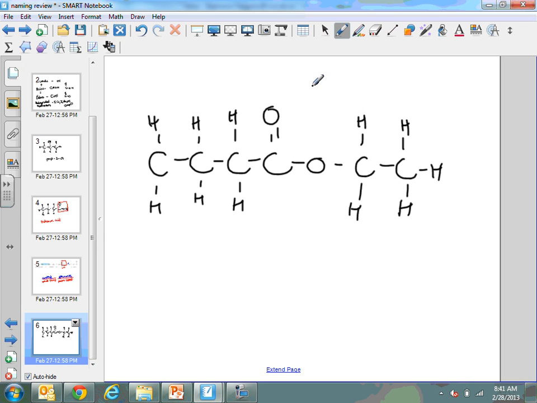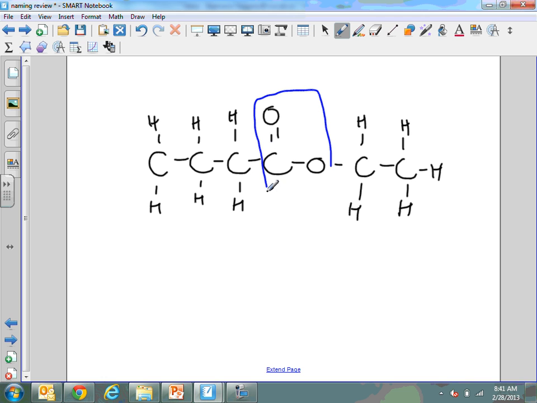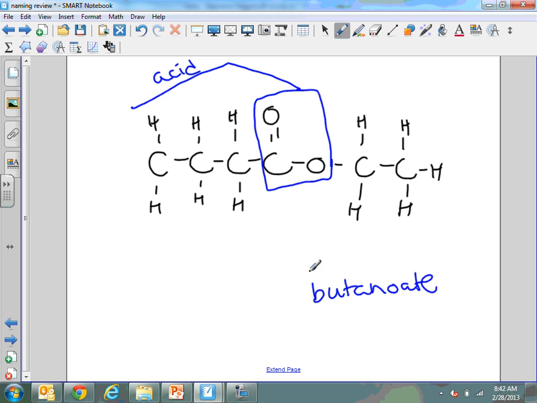Here's another example. This COO group tells me that this is an ester. So this first half came from the acid. So we name that first. I've got 1, 2, 3, 4 carbons. So this would have been butanoic acid. We change it to butanoate. The first part of the name is the branch coming off. This came from the alcohol. And in this case, we have 2 carbons in the chain, 1, 2. So this would be ethyl butanoate.